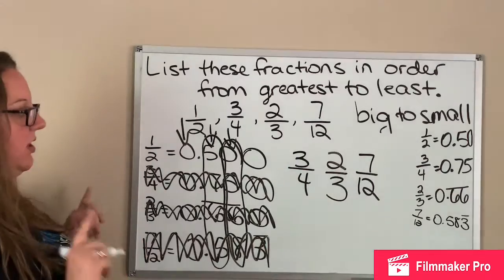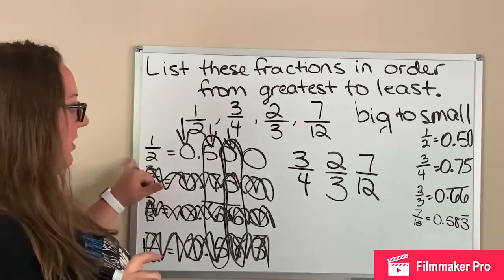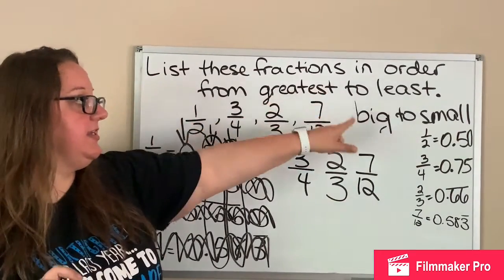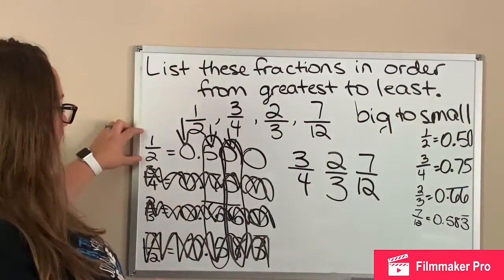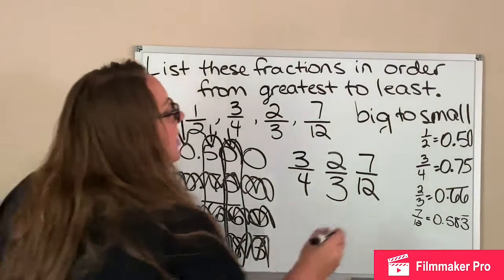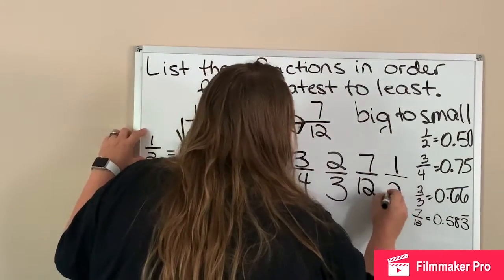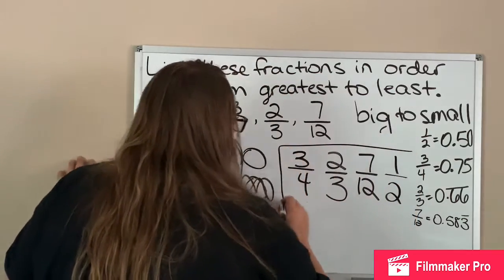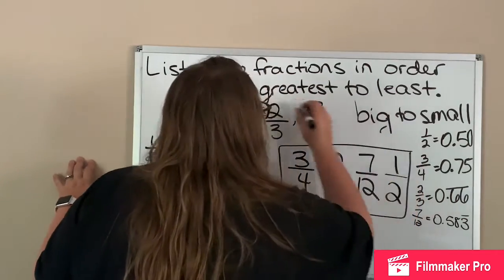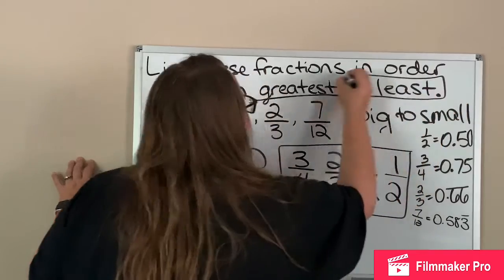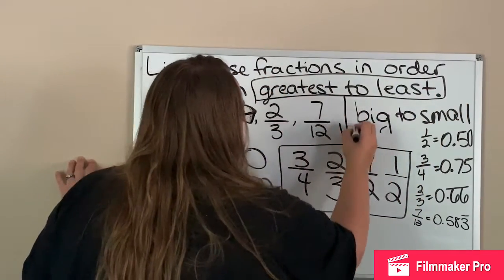And my smallest fraction that I have up here, because I'm going from greatest to least, big to small, makes my smallest fraction 1/2. This is my order from greatest to least.